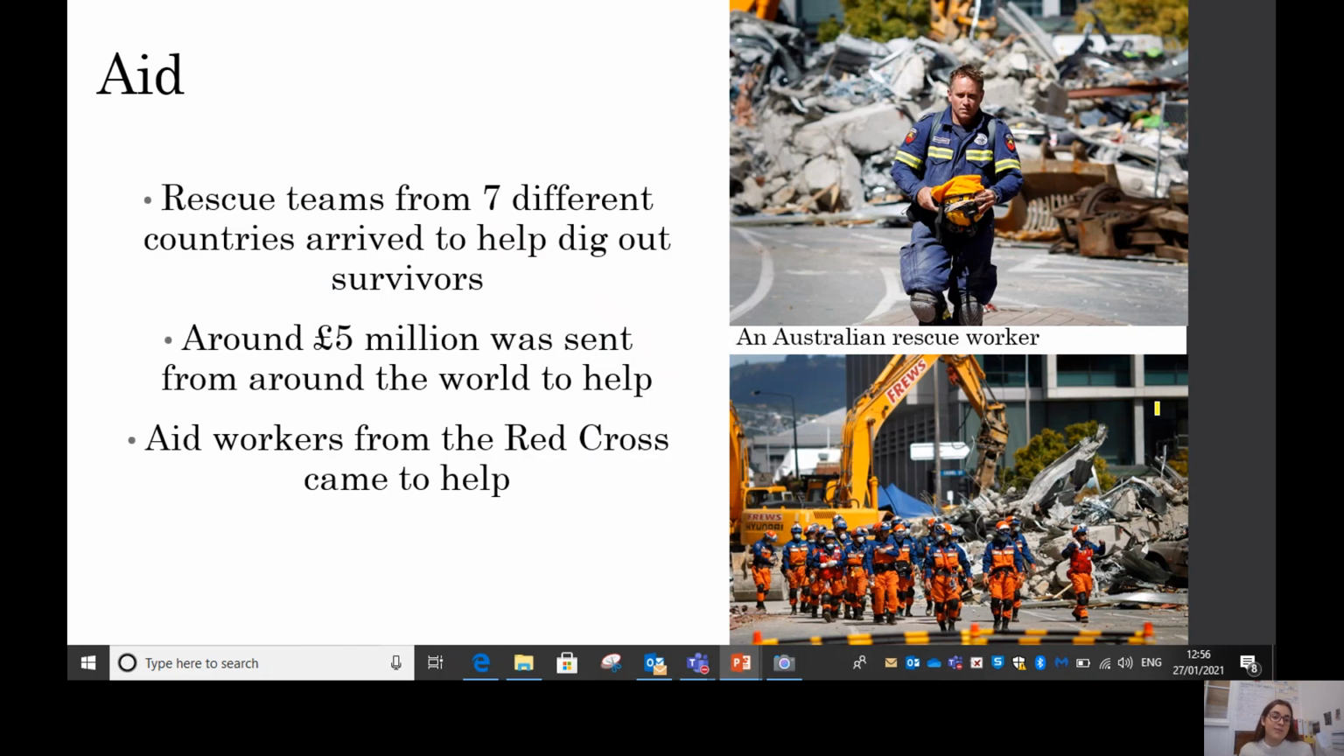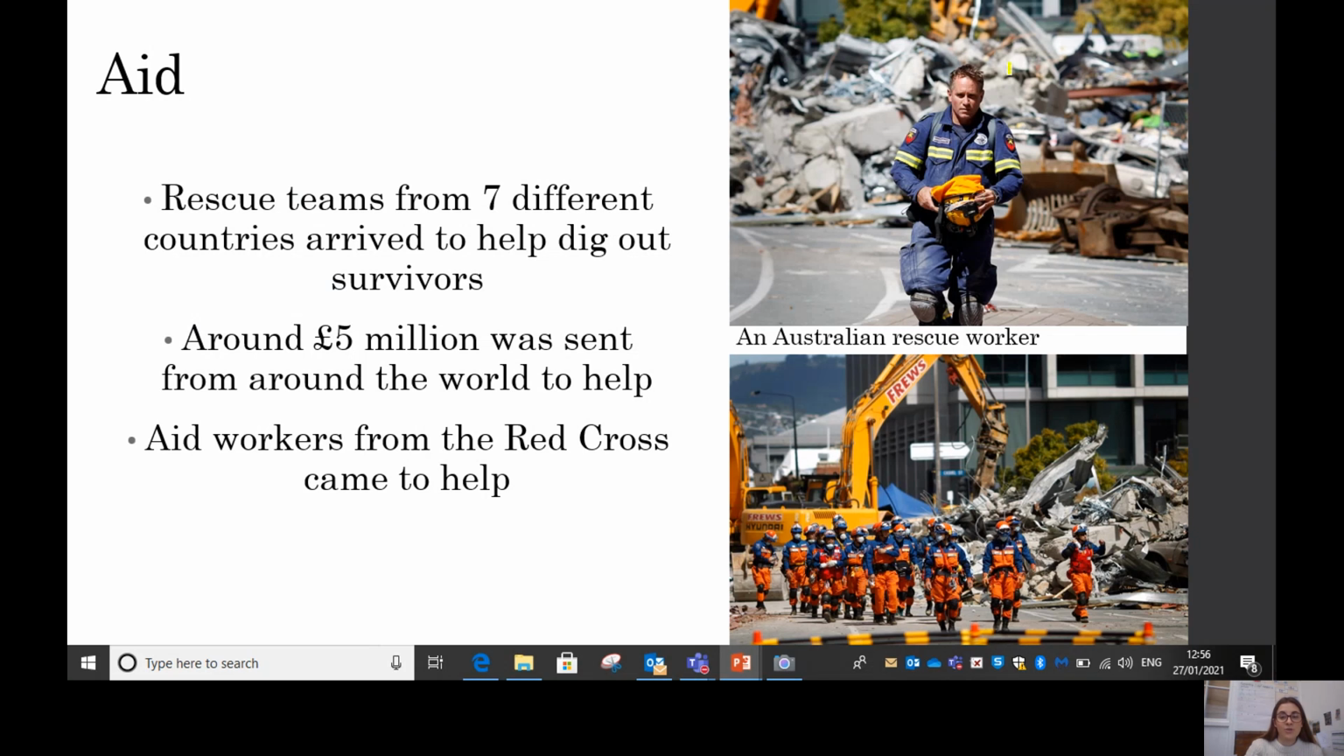So rescue teams from 7 different countries arrived to help dig out survivors, and this did include the UK. So the UK flew their own rescue team to help dig out survivors. Around £5 million was sent from around the world to help, and aid workers from the Red Cross also came to help. So we had a look at the Red Cross last week, and they came to help support people who had lost their houses and try and provide clean food and water.